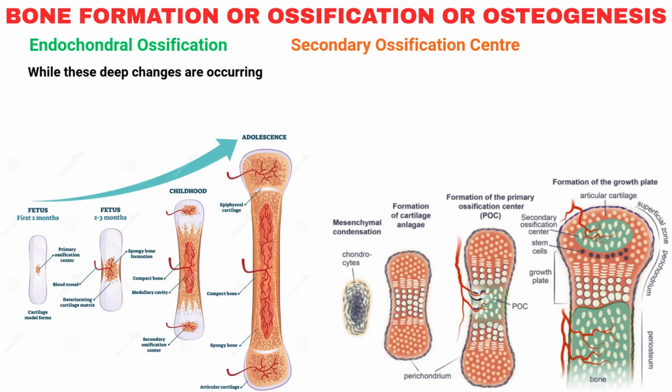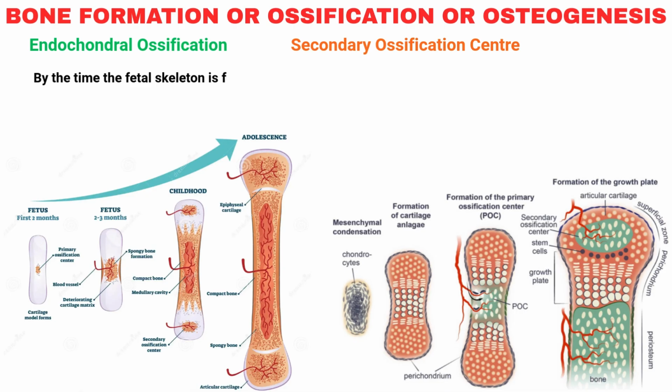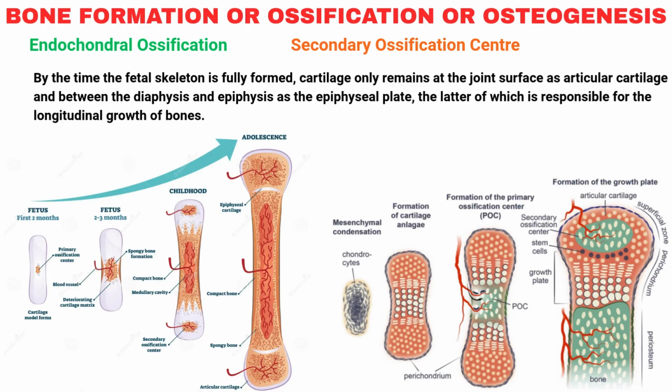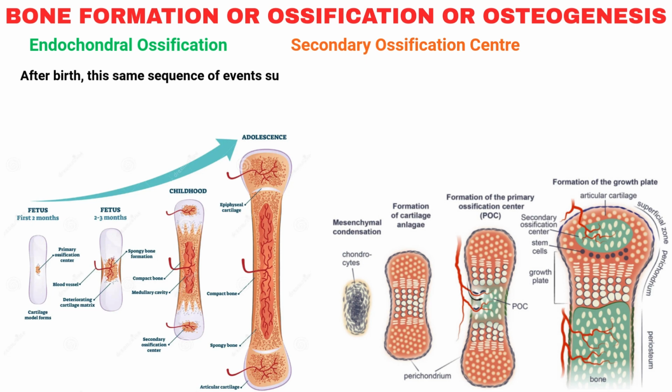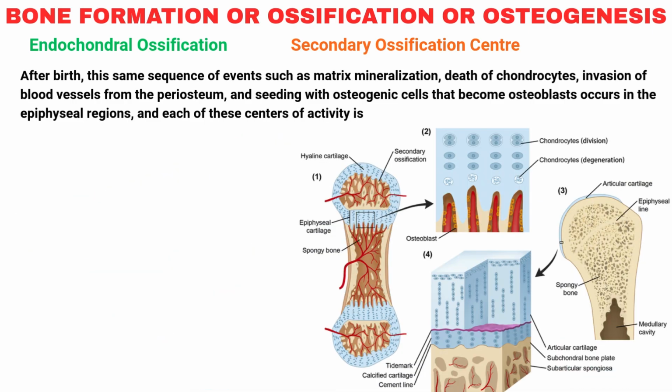While these deep changes are occurring, chondrocytes and cartilage continue to grow at the ends of the bone, which increases the bone's length. At the same time, bone is replacing cartilage in the diaphysis. By the time the fetal skeleton is fully formed, cartilage only remains at the joint surface as articular cartilage and between the diaphysis and epiphysis as the epiphyseal plate, the latter of which is responsible for the longitudinal growth of bones. After birth, this same sequence of events, such as matrix mineralization, death of chondrocytes, invasion of blood vessels from the periosteum, and seeding with osteogenic cells that become osteoblasts, occurs in the epiphyseal regions. Each of these centers of activity is referred to as a secondary ossification center.